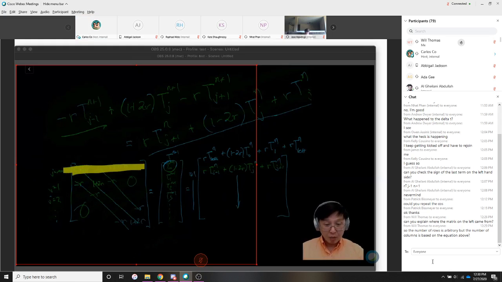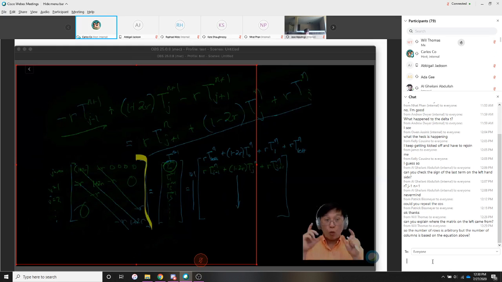So column-wise, the number of columns must match the number of temperatures that you have. So this A is going to be a square matrix. It's not arbitrary. So these are the coefficients. These are the coefficients, right?